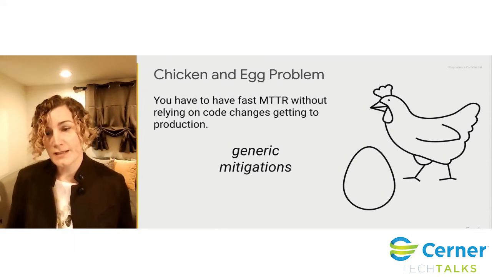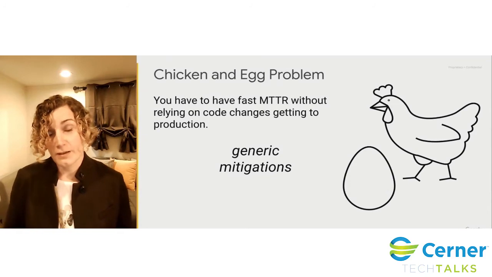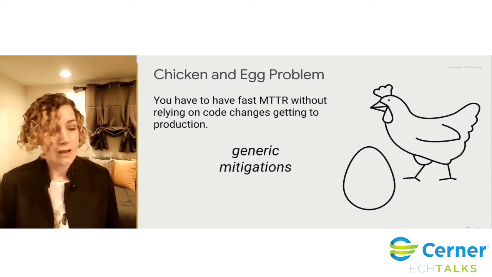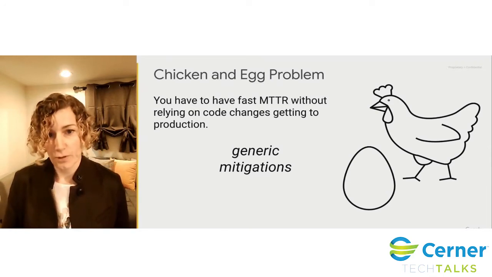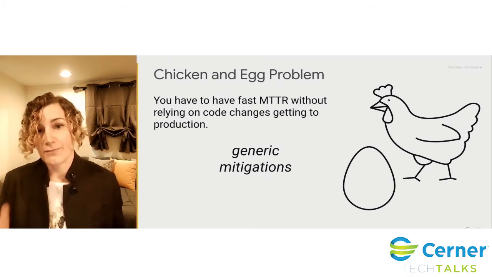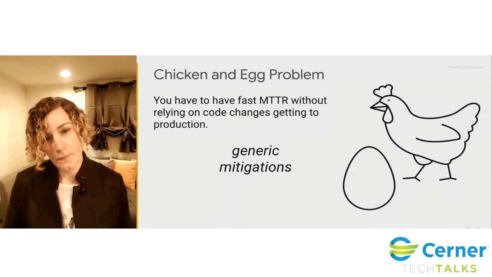And the answer is we take time to build what we call generic mitigations. So we figure out what are the things that you can do to the system that, independent of what caused the error, will move the system to a better state. Now, it's not a guarantee, obviously. It's more we'll try things and see what works. But this is what we do in order to get out of that feedback cycle of not being able to repair the system because releases take too long.